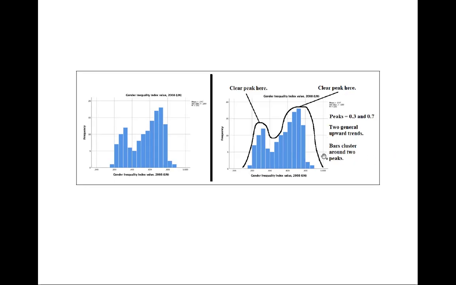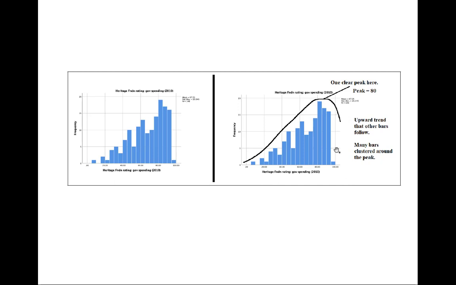Here is a histogram of the UN's Gender Inequality Index for countries around the world. I drew a general outline around it. From this outline, I can see that there are two clear peaks, one around 0.3 and one around 0.7. There are two distinctive upward trends with bars clustered around them. A smaller one around 0.3 and a larger one around 0.7.